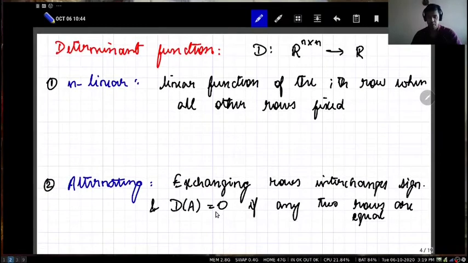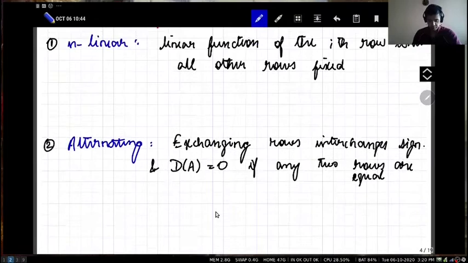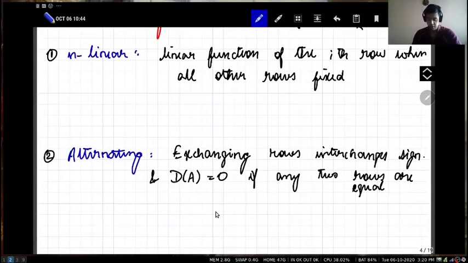Okay. So in general, if I have an n by n matrix A, then the determinant, which I call a determinant function, is basically a map from an n by n matrix to a real value. So D is what I call a determinant function, which takes a matrix and outputs a real number, right? So D is any function which satisfies these three properties.